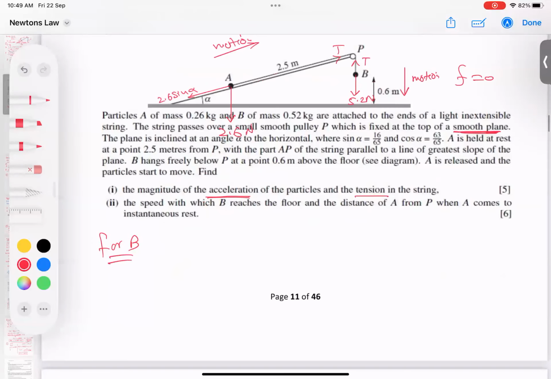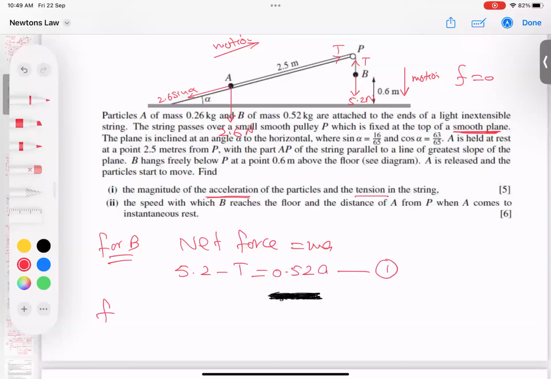Okay, have a look now. What is the B component? So for the weight component, what is the basic formula? Net force equals MA. I will use this here. What is the net force? Because it is coming downwards, with this bigger force, 5.2 minus tension equals MA. 5.2 minus tension equals the mass of the B particle, which is 0.52 A. Equation 1 done.